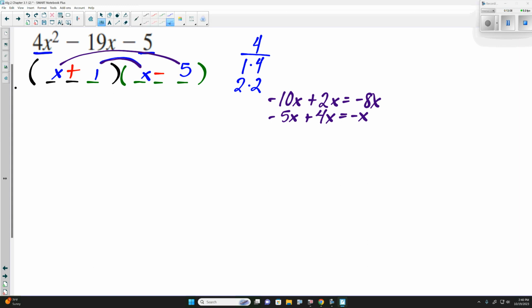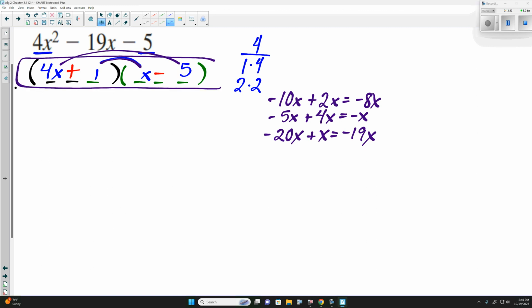Because we can change the 1 and 4 or the 1 and 5. So if we switch the 4 and 1, that gives us 4x and x. 4x times negative 5 is negative 20x. 1 times x is plus x, which gives us negative 19x. Is that what we wanted? Questions on this here? Do we feel comfortable with this here?